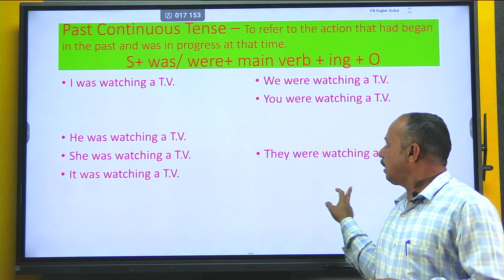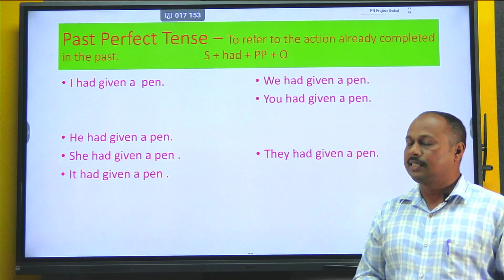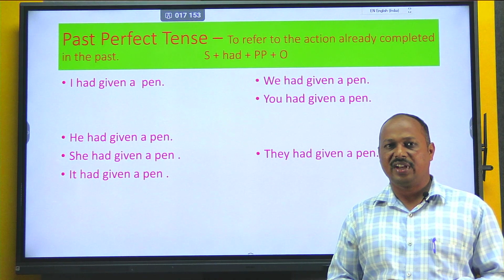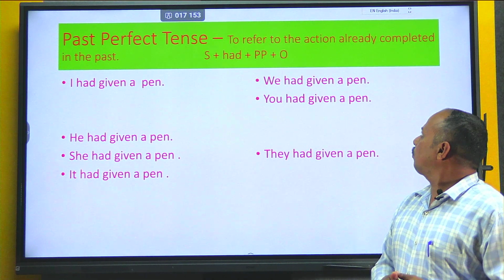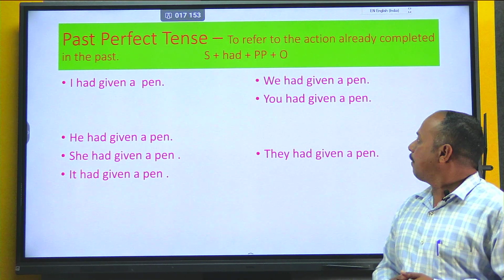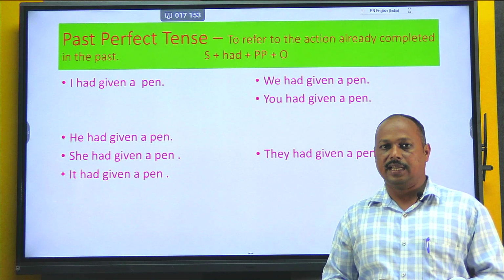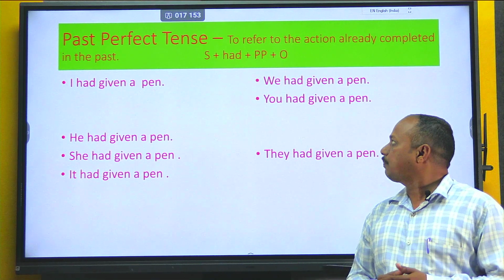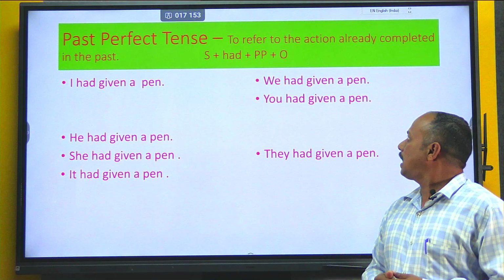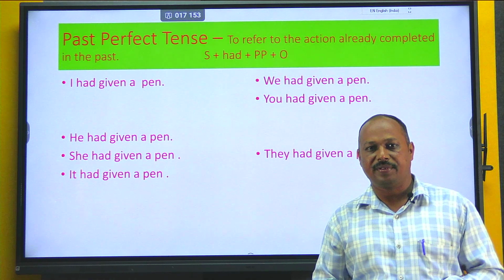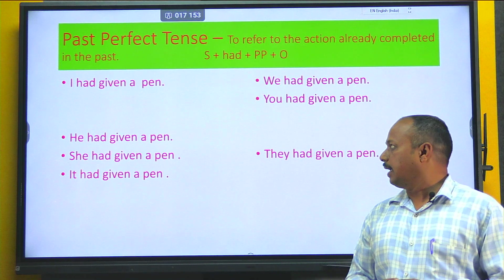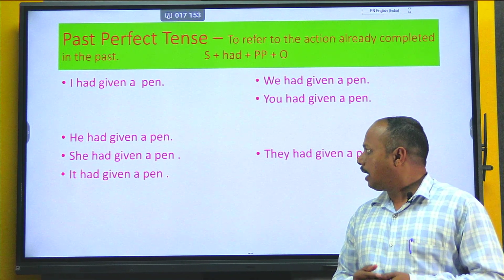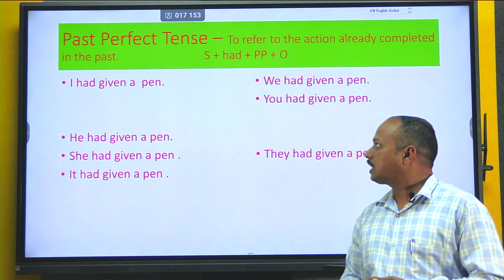Then after that, past perfect tense. The definition of past perfect tense: past perfect tense refers to an action already completed in the past. Then the structure of past perfect tense: subject plus had plus pp plus object. Pp means the past participle of the main verb. I write some examples of past perfect tense.